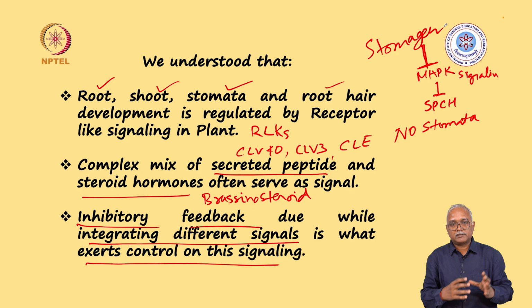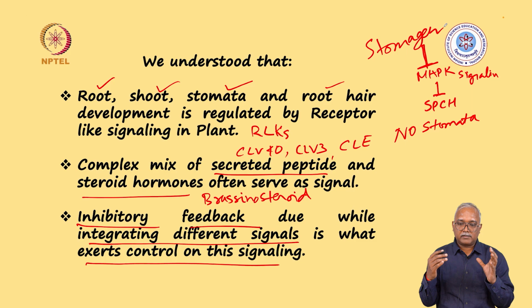So all in all, receptor-like kinase signaling shapes multiple different aspects of plant growth, whether it is the root apical meristem, shoot apical meristem, stomata, or root hair development, or the other cases we saw earlier, such as pollen development and embryo patterning. So receptor-like kinases are the workhorse in plants when it comes to signaling, and plants are heavily dependent on receptor-like kinases for the signaling events that are happening.